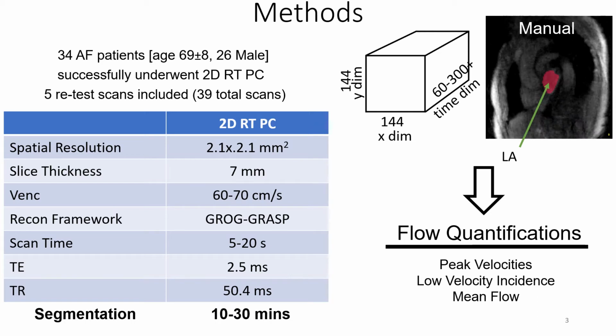From these segmentations, flow quantification such as peak velocity in the LA, the incidence of loss is lower than roughly 7 centimeters per second per pixel through the cardiac cycle, known as low velocity incidence, and mean flow were computed. These, as well as a shape descriptor, the DICE score, will be used to evaluate the AI versus manual performance.